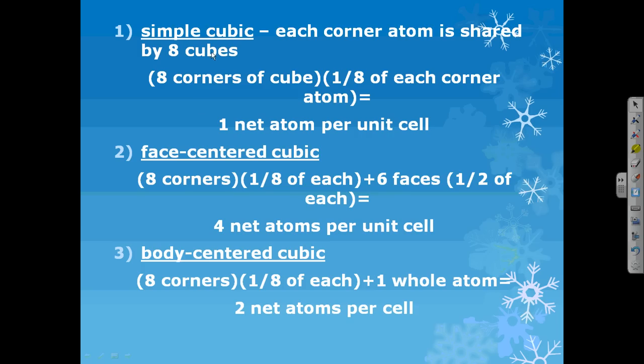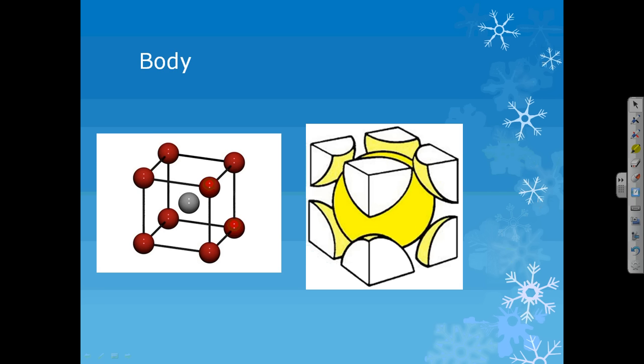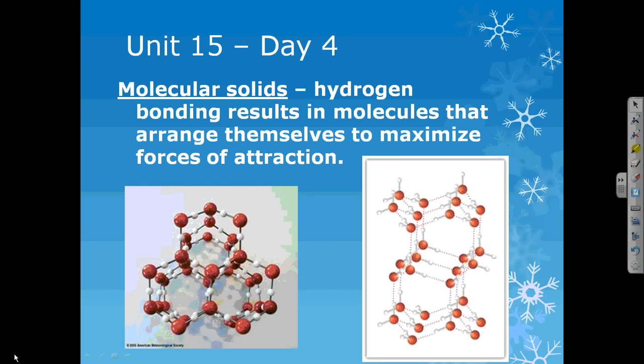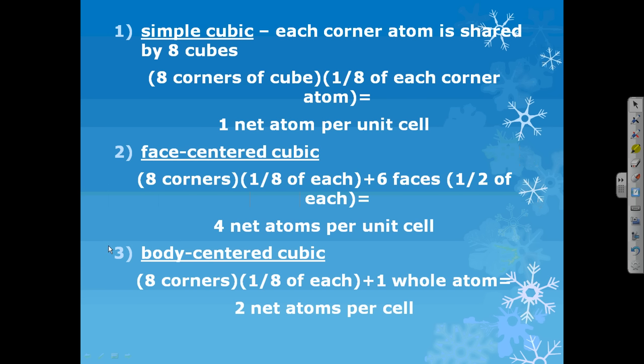So we're going to start with a simple cube. In a simple cube, each corner is shared by 8 different cubes. So basically at each corner of the cube there's one atom. And so 1/8 of that atom is within the cube, because again we're in a 3D space. Since there are 8 corners on the cube, and each corner has 1/8 of an atom, you're only going to have in a simple cubic shape 1 atom per cube.